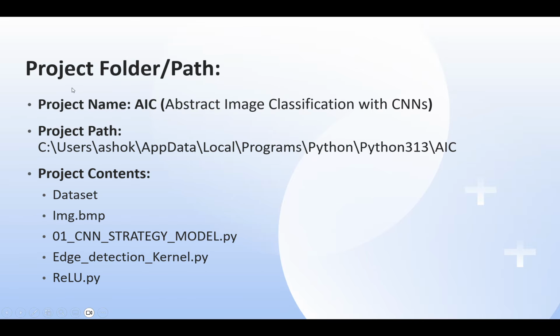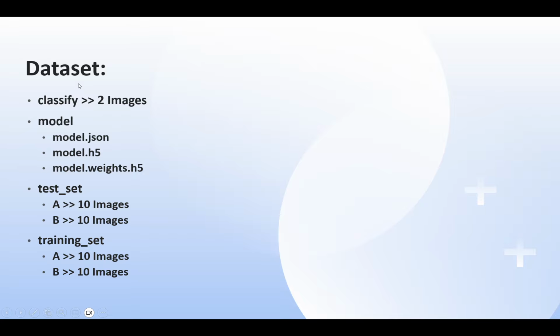In the next slide, we can see the project folder and the path. Here I have assigned the project name as AIC, that is, abstract image classification with CNN. This project is located in the Python 313 folder, and that folder has one dataset folder, an image, and 3 Python scripts. In the dataset, we have 4 subfolders called classify, model, test set, and training set. In model, we can see the JSON and H5 files. However, in the test set and training set, we have 2 subfolders, A and B, and each consists of 10 images.